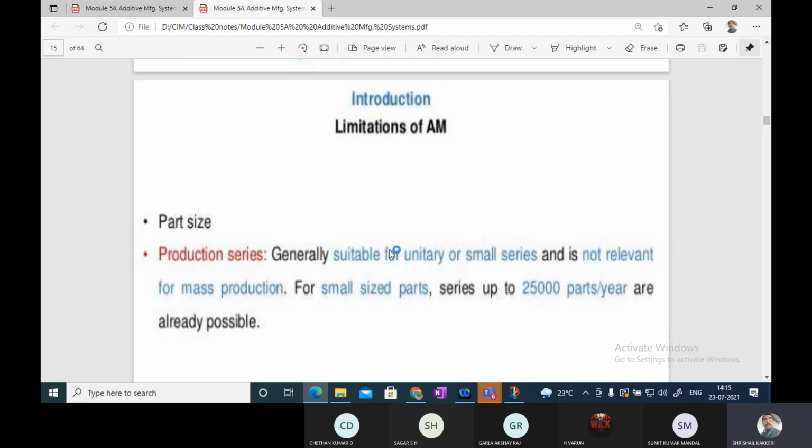And the limitations are that the part size is limited and it consumes a lot of time for a single model, that is one thing. The second one is that it is not suitable for mass production as compared to the CNC machines and all.